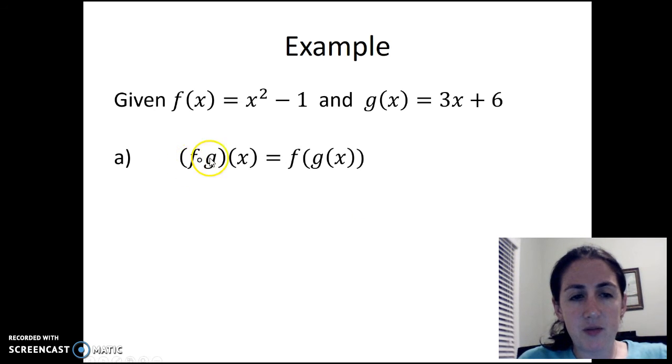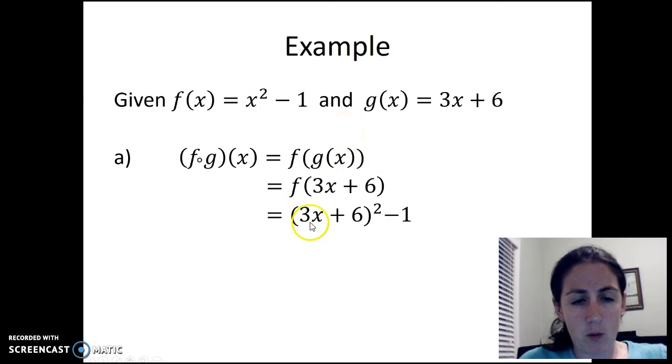So f comes first, that's the outside function. G comes after the composite symbol, so that's the inside function. So we're going to evaluate f of g of x. Well, what is g of x? It's 3x plus 6. So into the f function, I'm putting the entire g function, the entire 3x plus 6. F takes whatever's in the parentheses squared minus 1. Whatever the input is squared minus 1. So we'll take whatever's in the parentheses, 3x plus 6, square it, and then subtract 1.